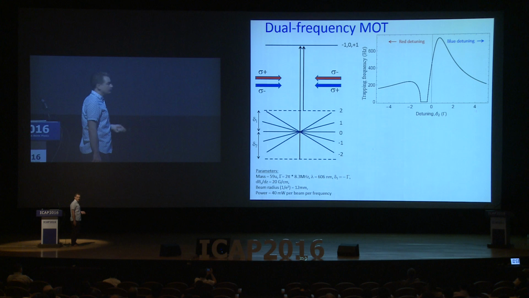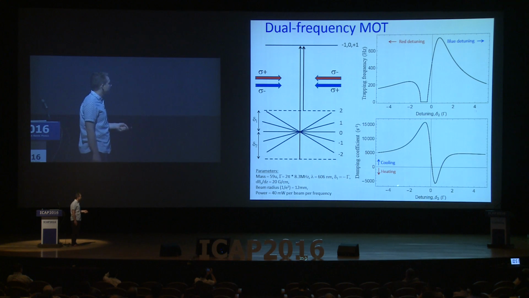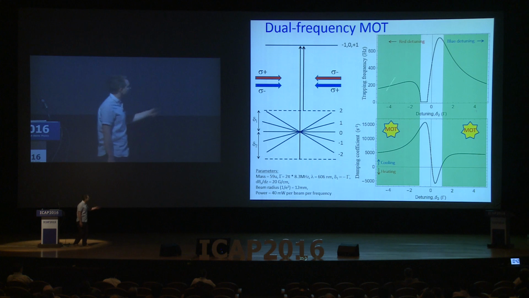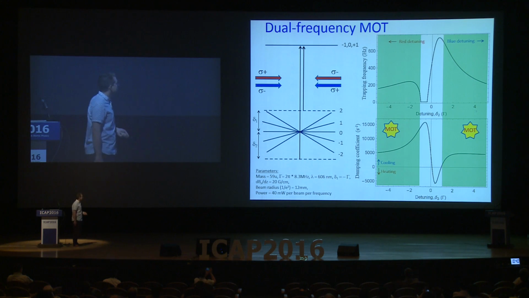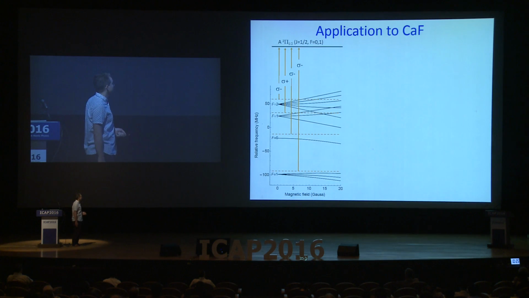That's the trapping frequency. We also need damping, of course. This is the calculation of the damping, where positive values mean you have cooling. And now if you take these 2 graphs together, then you see that in both of these regions I've shaded green here, it should be possible to make the MOT. And I'm highlighting this particular mechanism because actually it turns out you basically get this for free in these molecule MOTs of calcium fluoride and also strontium fluoride.